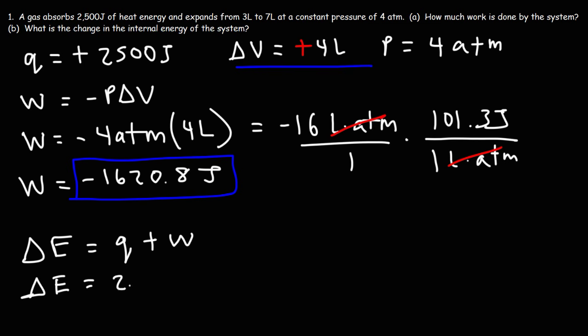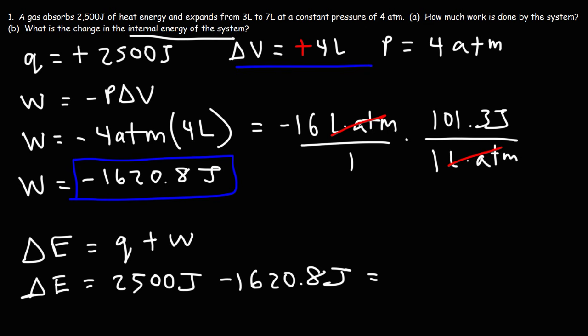So in this example, Q is positive 2500 joules and W is negative 1620.8 joules. Now to illustrate what's happening here, think of the internal energy of the system as the amount of money you have in a bank. The 2500 joules is basically the deposit. Imagine making a deposit of $2,500 into your account. Your account value is going to go up. In the case of this problem, the system receives 2,500 joules of energy, so the energy in the system goes up. However, work is done by the system.